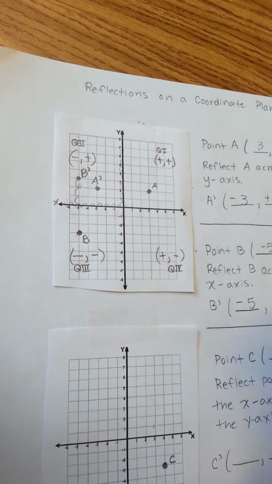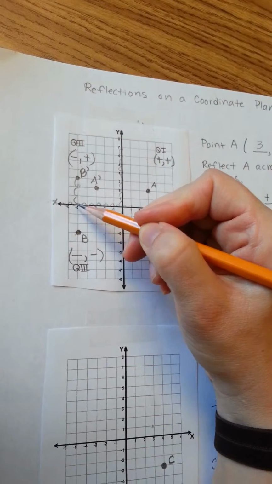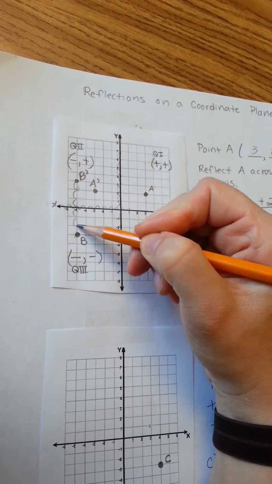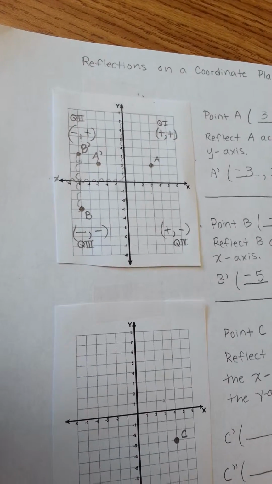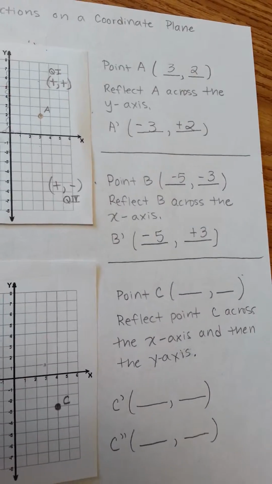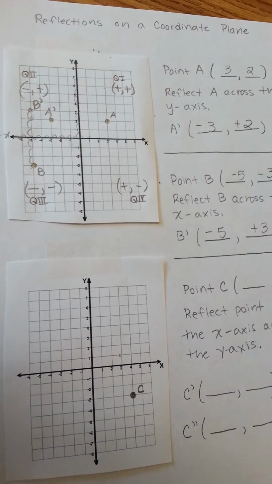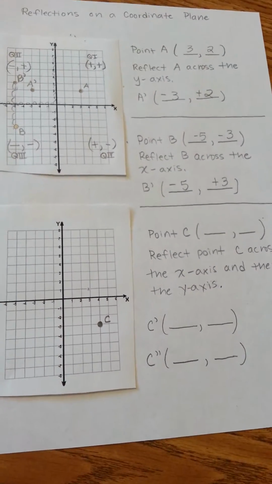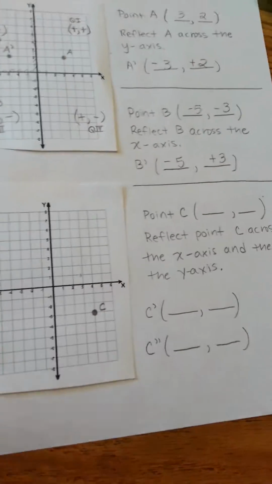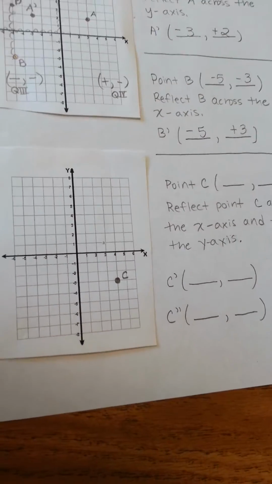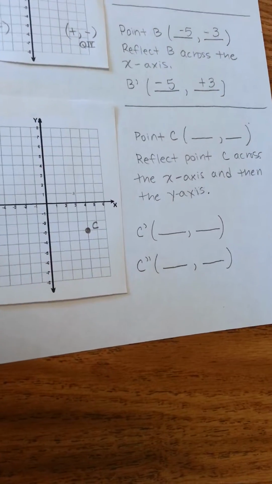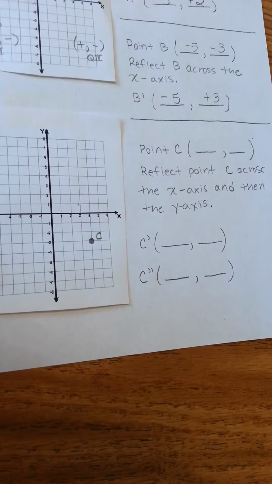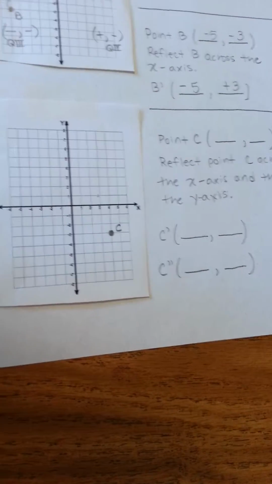1, 2, 3. This is 3 away from the x-axis. 1, 2, 3. This is also 3 away. So, it is a true reflection across the x-axis. Okay, now, what about when it gets a little bit more complicated? We're going to take point C and reflect it across the x-axis first and then over the y-axis.